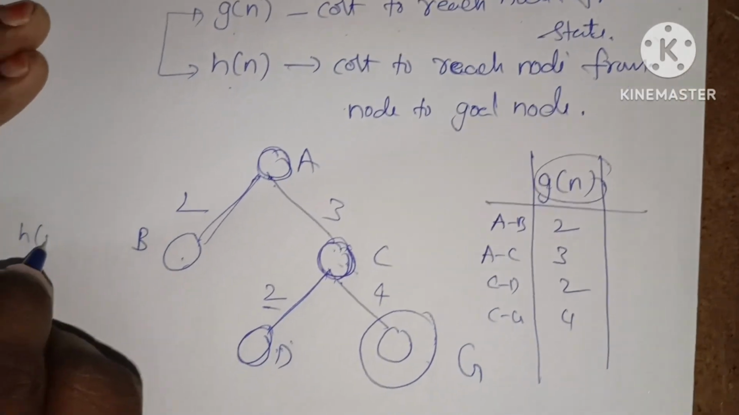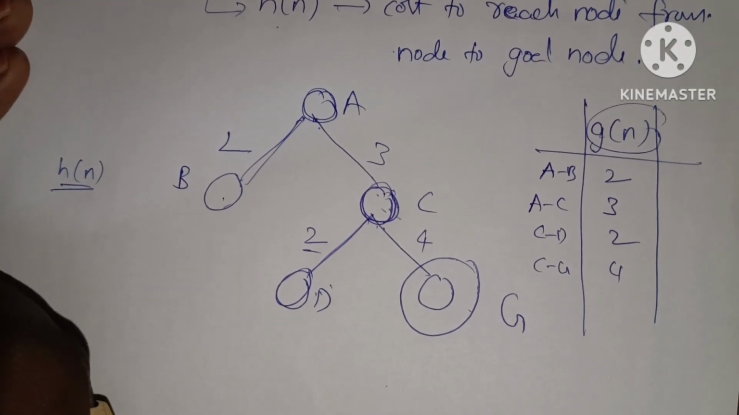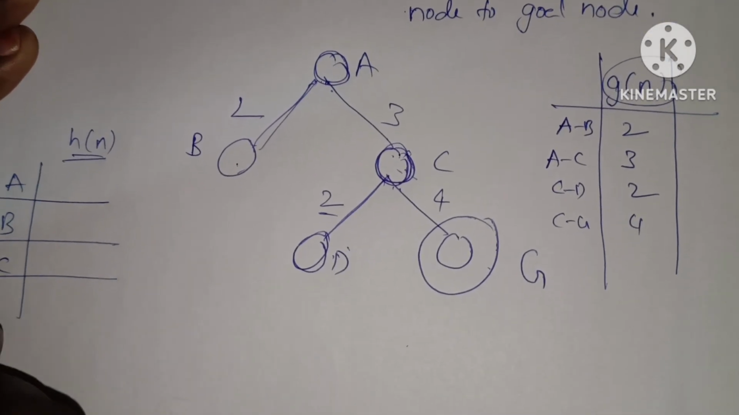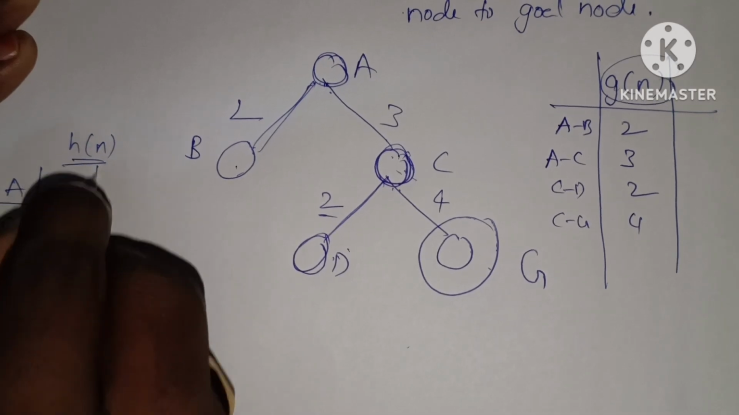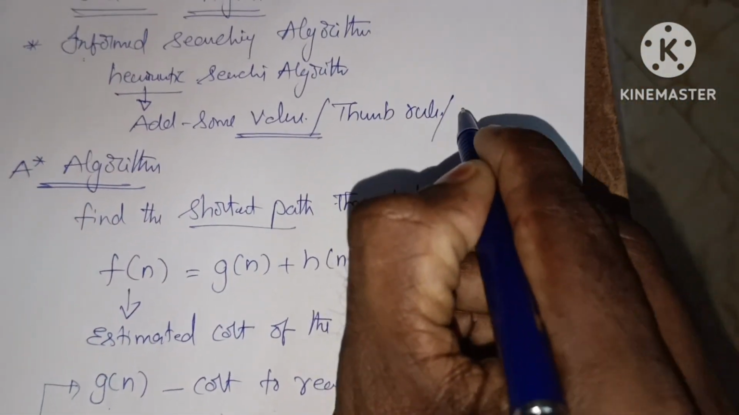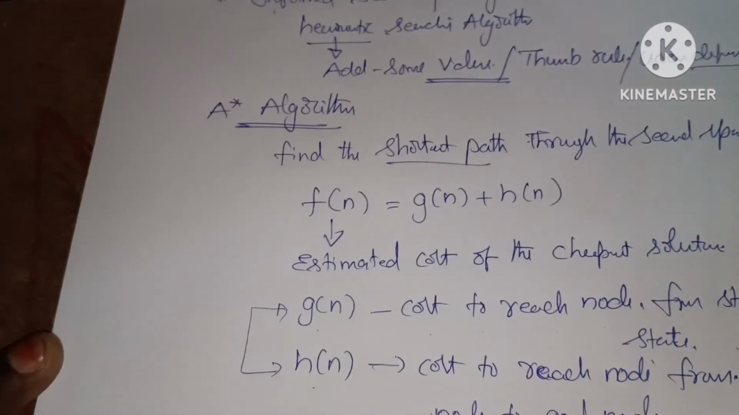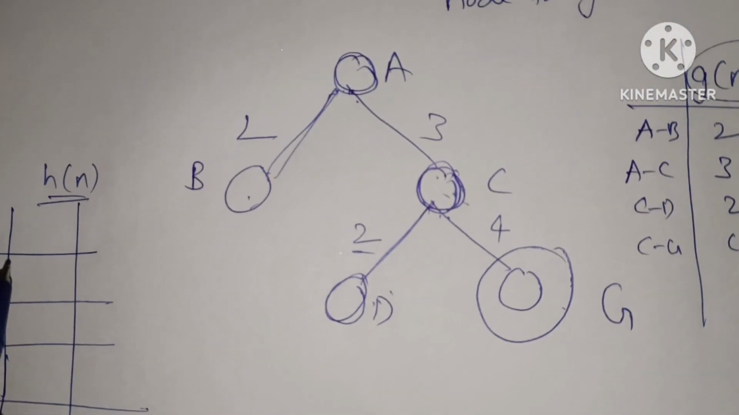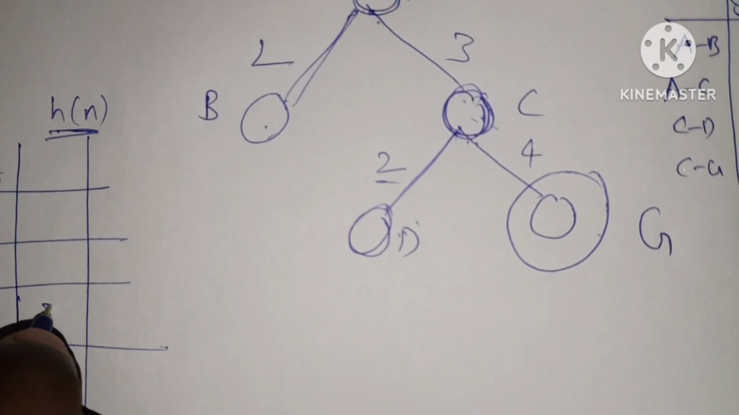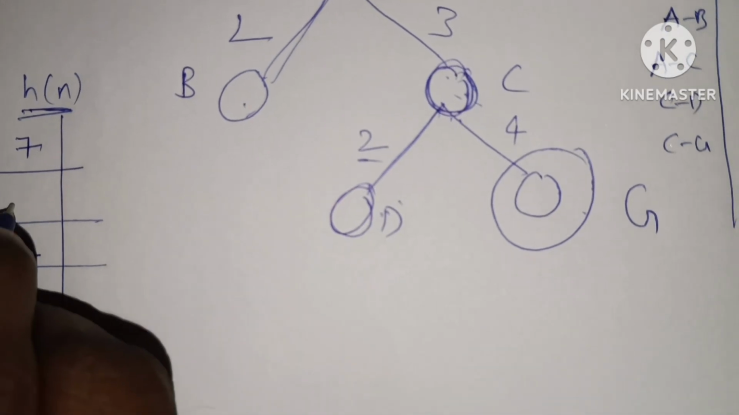But what about the heuristic value? For the heuristic value, we need to find the heuristic value of A, B, C, D and G. The heuristic value is also called an add some value or thumb rule value. It is a user defined value also. Is it clear? So here, for example, the heuristic values are G is equal to 0, D is equal to 3, C is equal to 2, A is equal to 7, B is equal to 10.